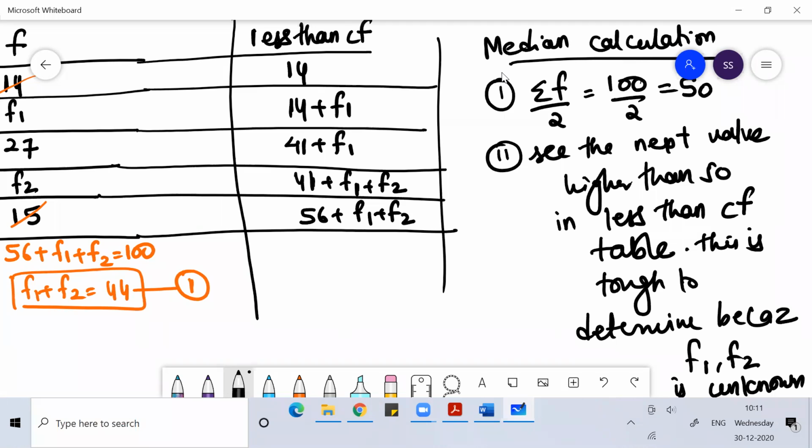Because f1 and f2 are unknown, I cannot determine in the less than cumulative frequency table which value is what, because in that table we don't know the f1 and f2 values. So finding which value is higher than 50 in the less than cumulative frequency table is difficult to determine. Can you understand this part?